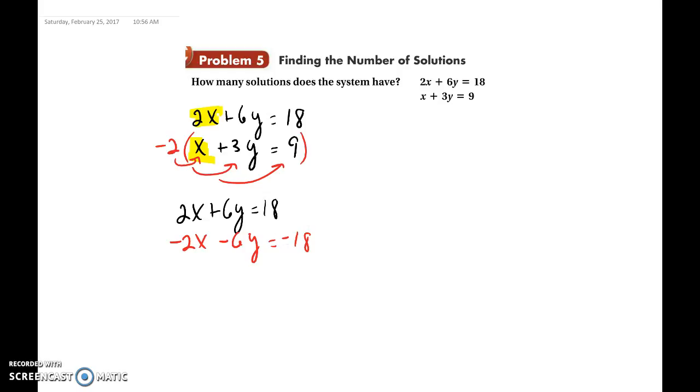So now I'm going to add down. Now, when we add down, the x's eliminate and the y's eliminate. So that means I have 0 left on this side, and 18 plus negative 18 eliminates as well. So I'm left with 0 is equal to 0. So this is a true statement. True statement. So this means that the answer is infinitely many.